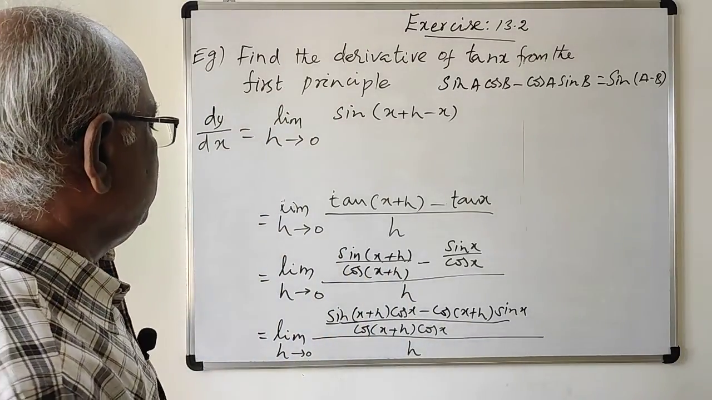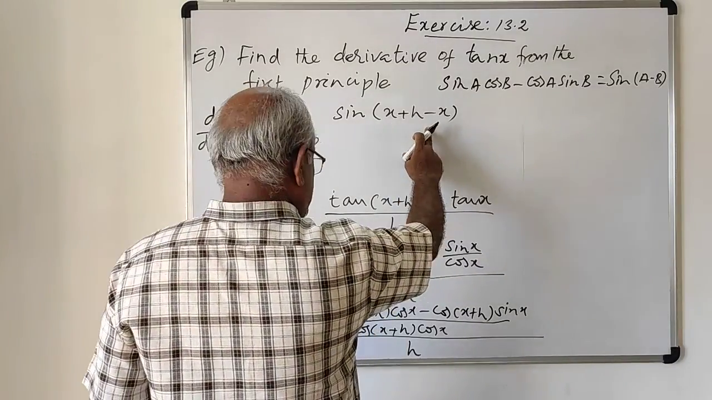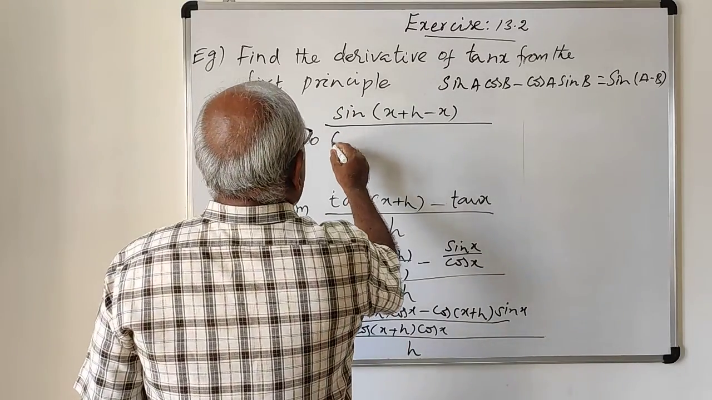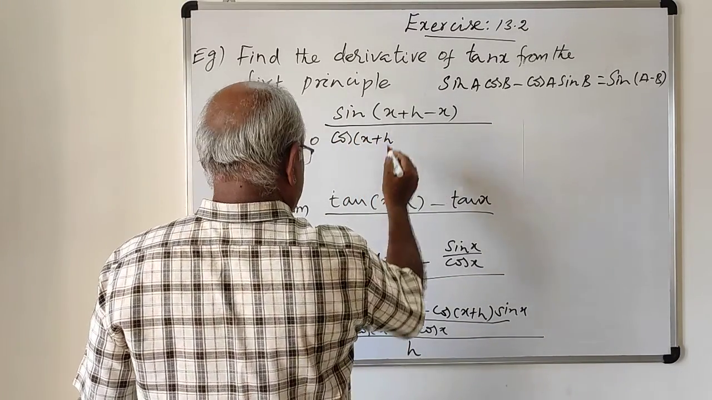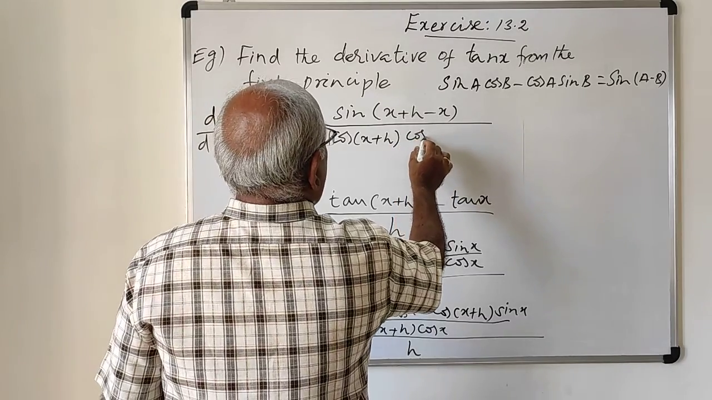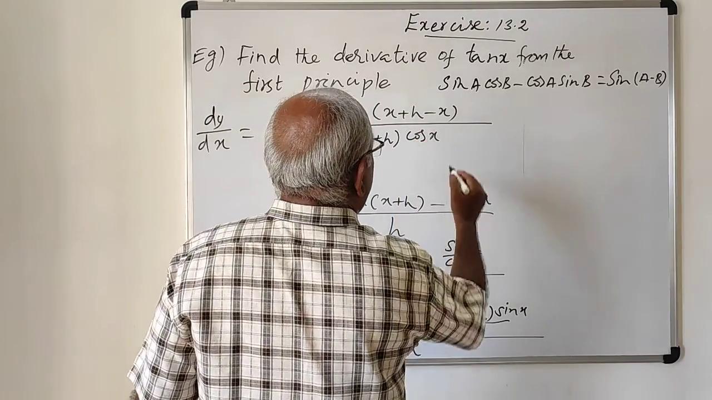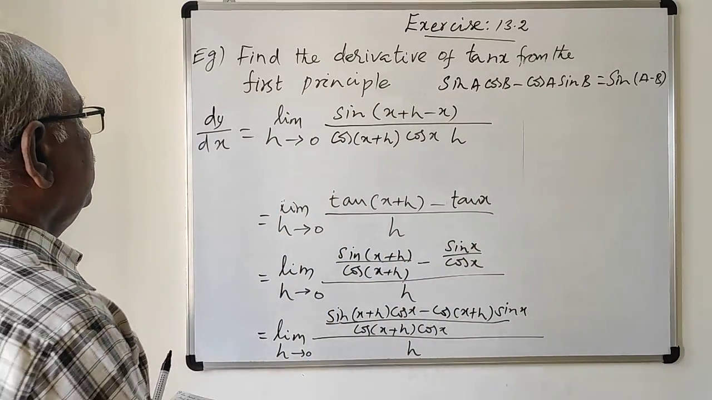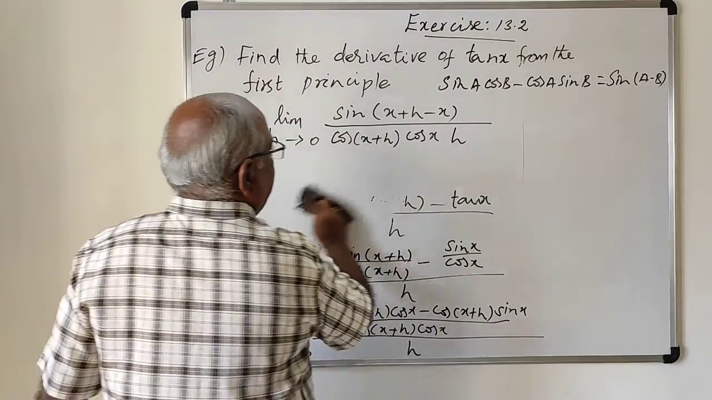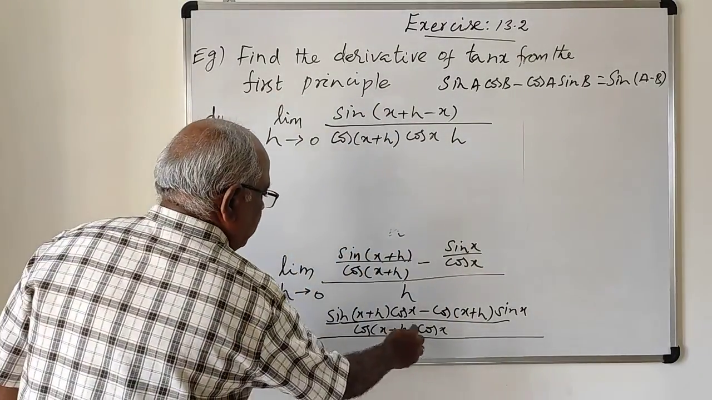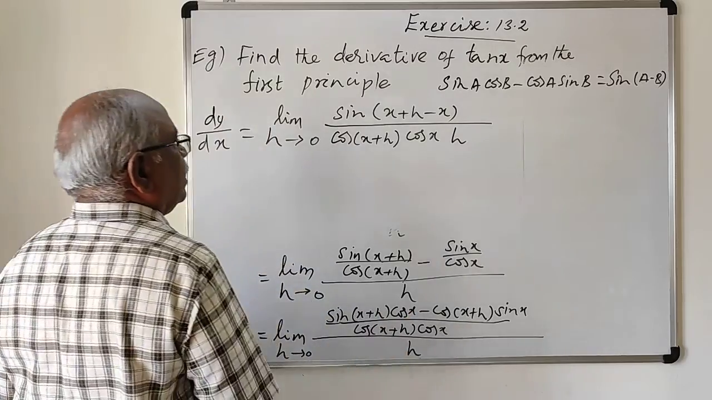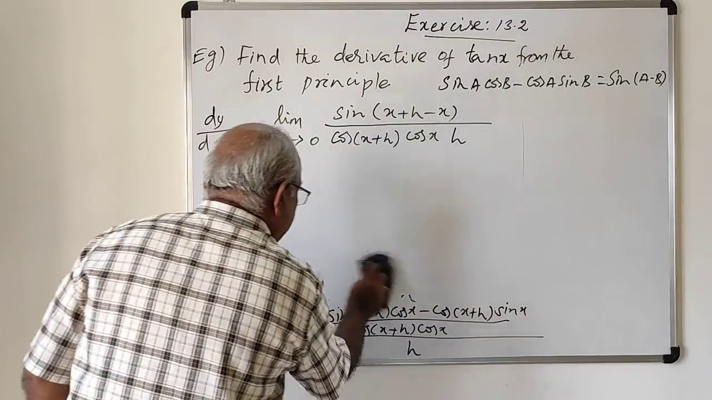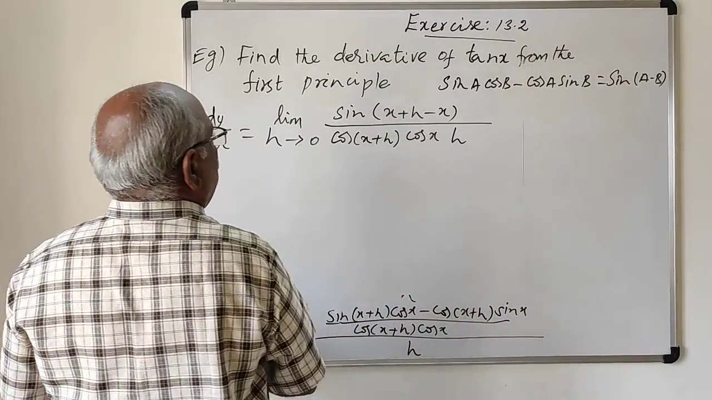Sin a cos b minus cos a sin b is sin(a − b), that is sin(x + h − x). The whole divided by, you bring this cos(x+h) into cos x to the denominator. Already you have one h in the denominator. Now, again, I bring this term to the denominator as cos(x+h) into cos x into the already h. Now, limit h tends to 0.